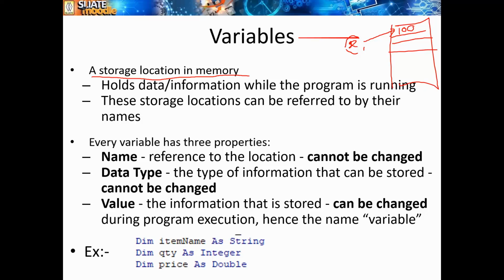Every variable has 3 properties: name, data type, and value. So now you know what a name is. Here for an example, I have given a name as X.